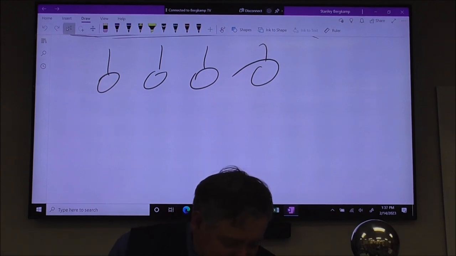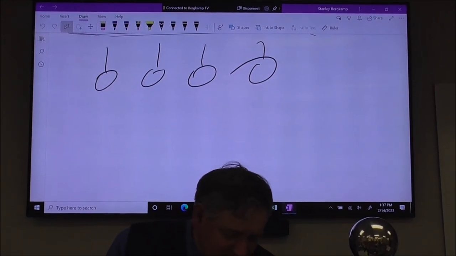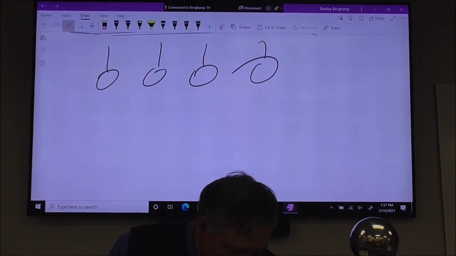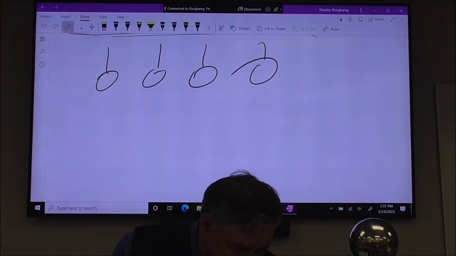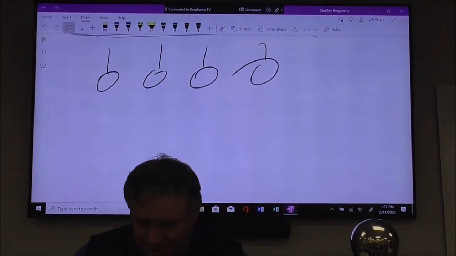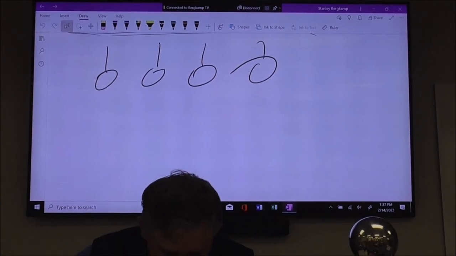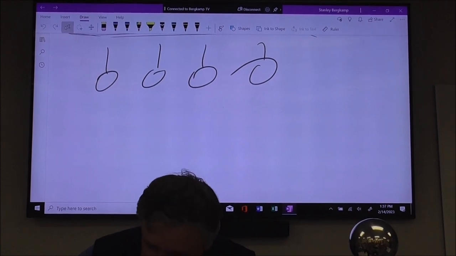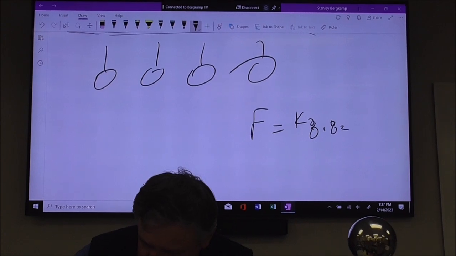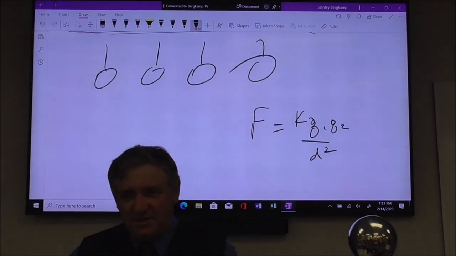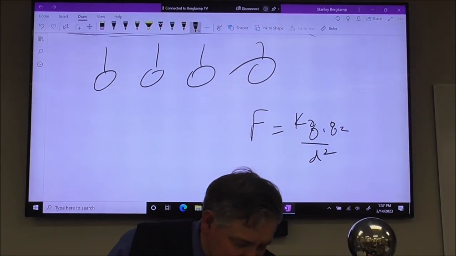Okay. So at number 5, the positive charge on 25 is positive Q. What is the negative charge? The electric field at the dot is 0. Okay, so here's the story. This boils down to F equals KQ1Q2 over D squared.